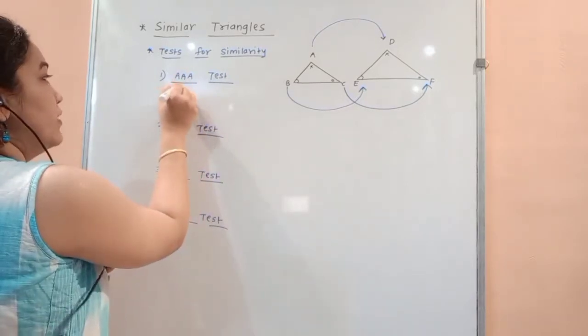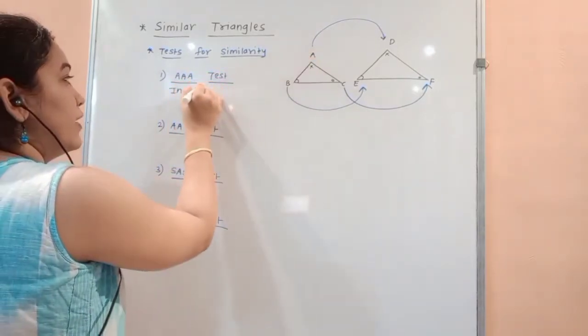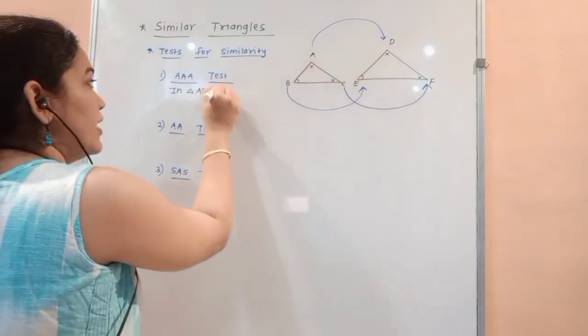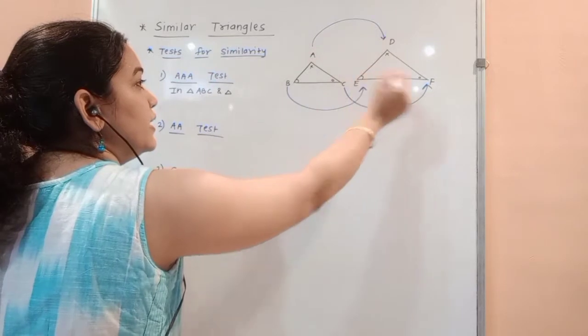So in triangle ABC, if I am writing ABC, then I have to write triangle DEF.